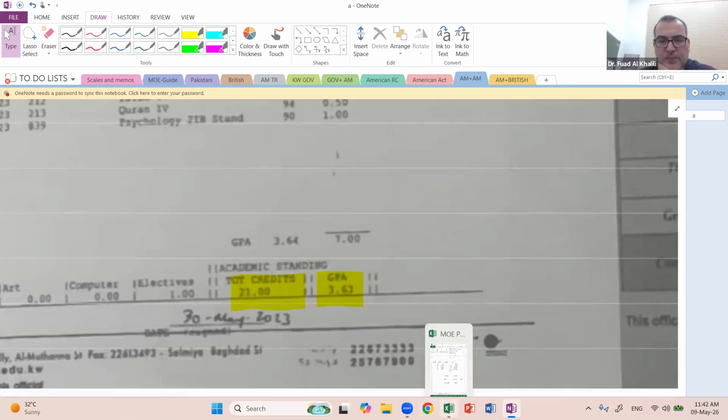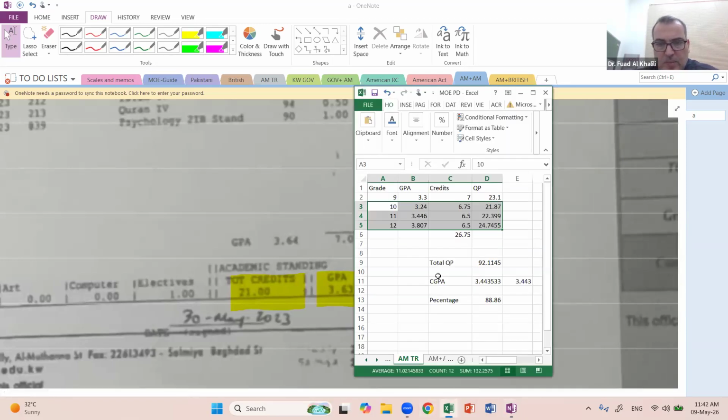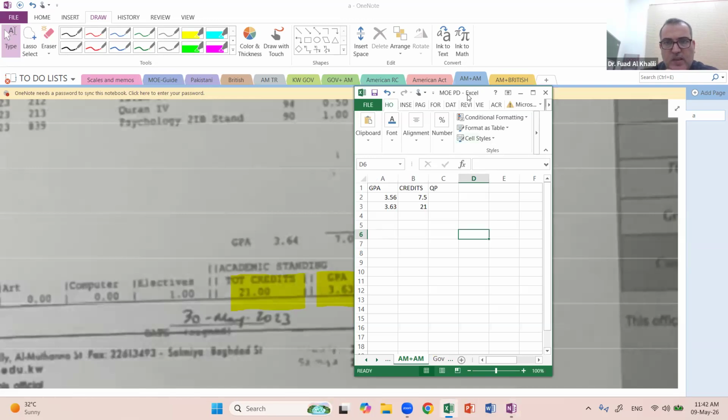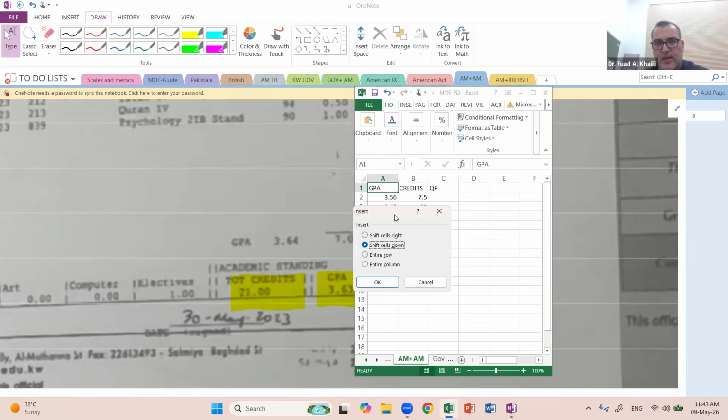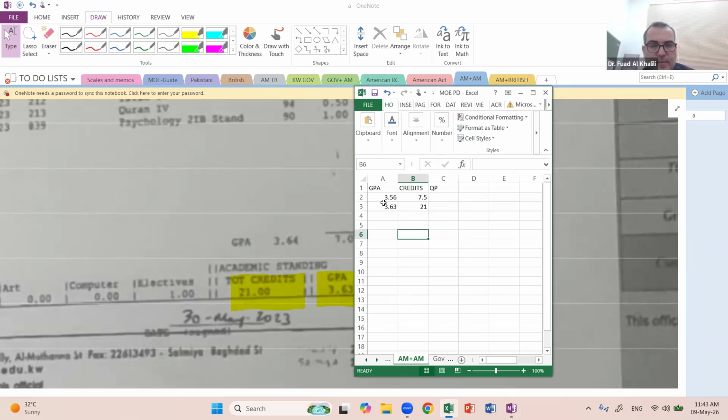So how do we calculate that? So this is American and American. So as we said, from the first school, let's say that this is the first school. He finished with 3.56 with 7.5 credits. And from the other school, he finished grade 10, 11, 12 with cumulative GPA 3.63 and 21 credits. So we have two schools. How do we combine them in one school?